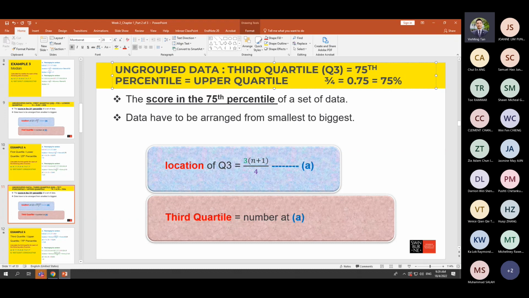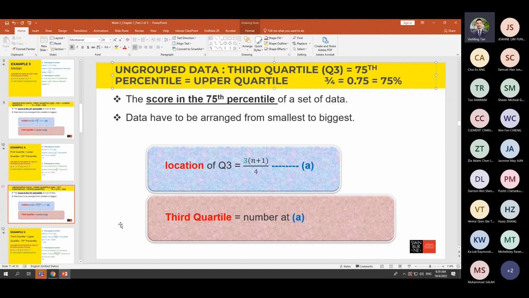That's the meaning. So in order to identify the Q3 value, the first step is to sort the data from smallest to highest. Second step is to identify the location of Q3. The formula is 3 multiplied by n plus 1, divided by 4. The difference now is 3/4, because 75% as a fraction is 3/4. This is the reason we use this formula to identify the location of Q3. N is the number of data available, so for our project it is 50. Plus 1 is the constant number.